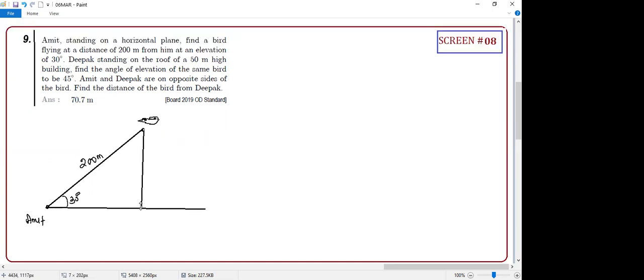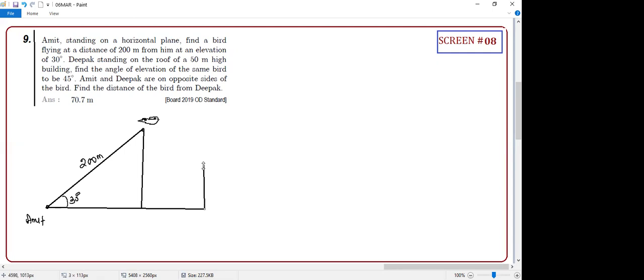Now coming to the next part, read that. Deepak standing on the roof of a 50-meter high building. Find the angle of elevation of the same bird, 45 degrees. Deepak is standing on the roof of the building which is 50 meters high. So this is that building. But where is that building? Read that. Amit and Deepak are on opposite sides of the bird. Find the distance. Which means what? It is this side. Are you clear, my dear student? Yes, sir.